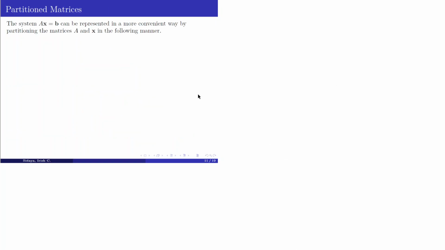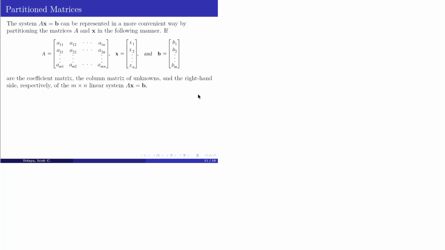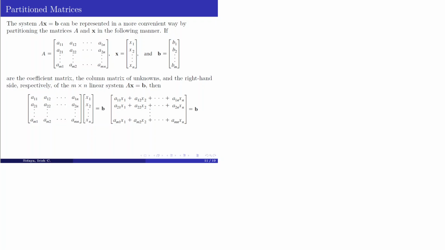Now, sometimes it is more convenient to represent the system AX equals B by partitioning the matrices A and X. This is being done in the following manner. Now, if A is a coefficient matrix and X is the column matrix of unknowns and B is the column vector on the right side of the m by n linear system AX equals B, then we have this. And by multiplying these matrices, we get this one, which is equivalent to this.